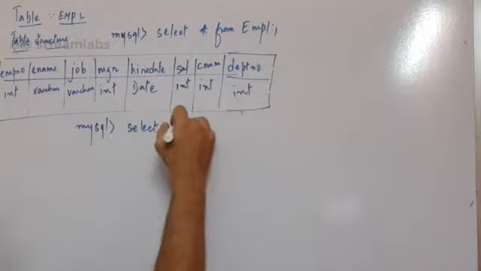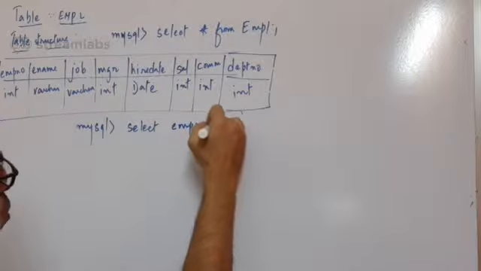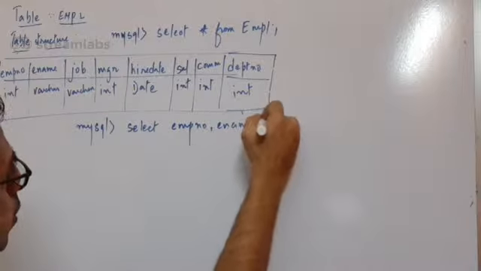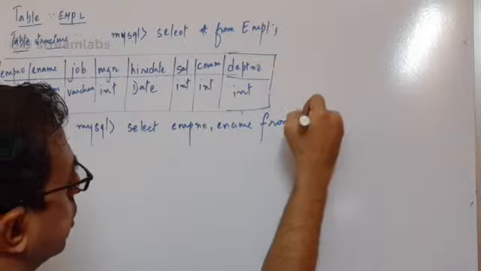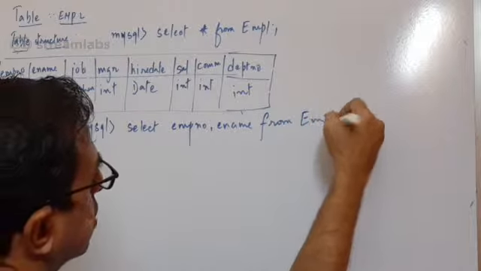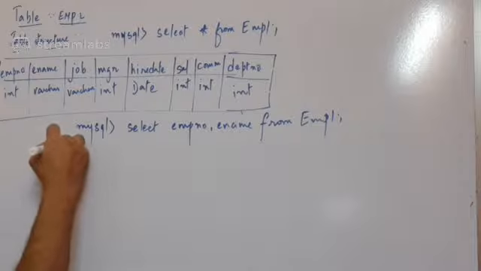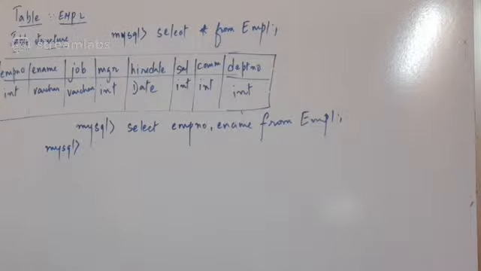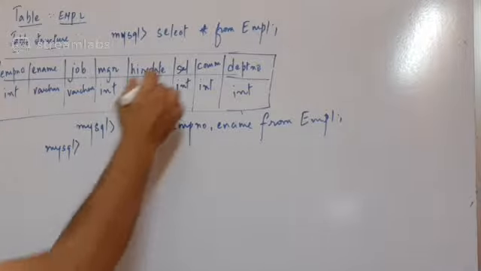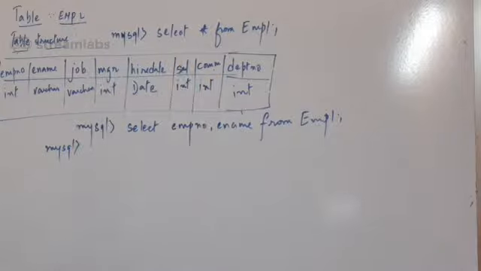as well as the employee name, which is your second column. So select EMP number, comma, E name, from your table name EMPL. So this will be our second query. Now what does the third question tell us? It tells us to display E name, salary and salary added with commission. So you need to display these 2 columns' addition also.